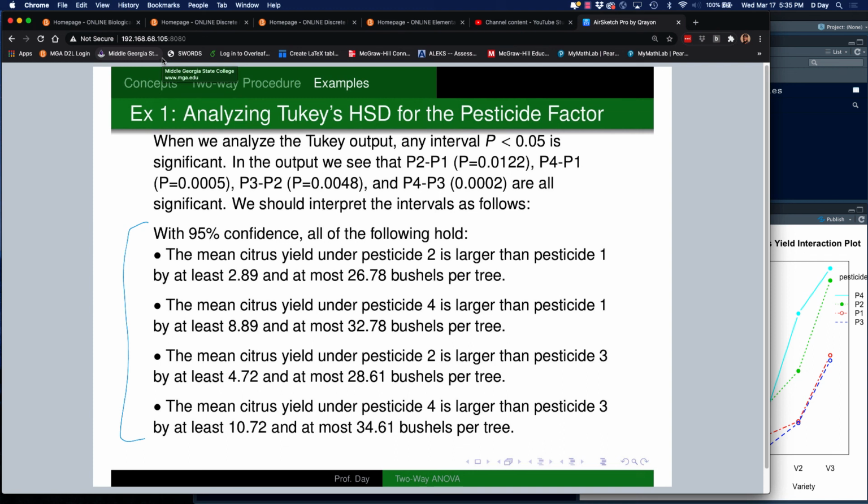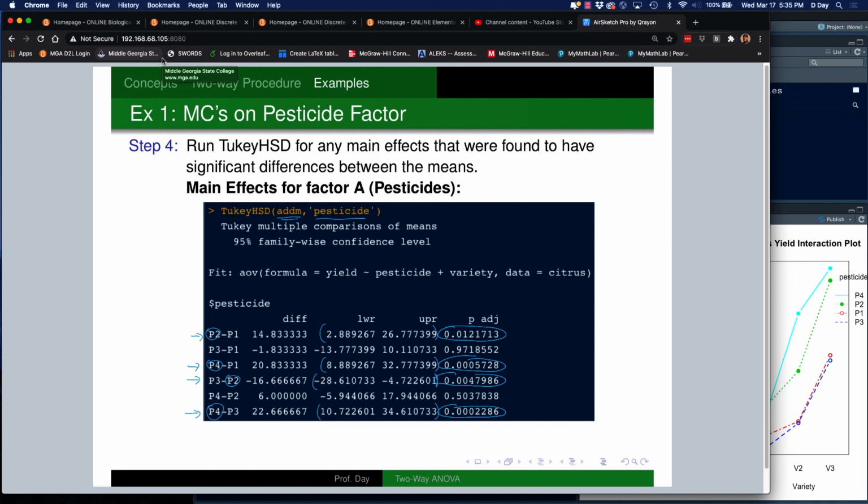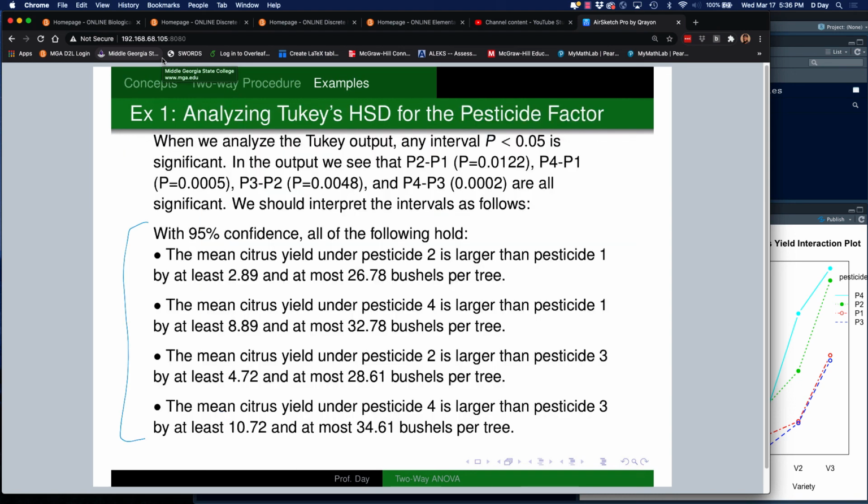Again, that blanket statement: with 95% confidence, all of the following hold. The mean citrus yield under pesticide 2 is larger than pesticide 1 by at least 2.89 and at most 26.78 bushels per tree. And that's exactly what we saw here, at least 2.8 or 2.9 and 26.8, or you can go to 2 decimal places like I did here. It's really up to you. And then you just kind of go through and do that.